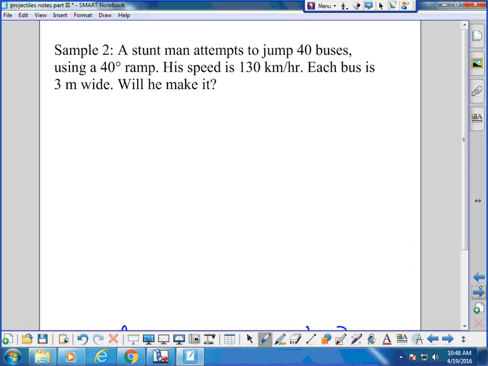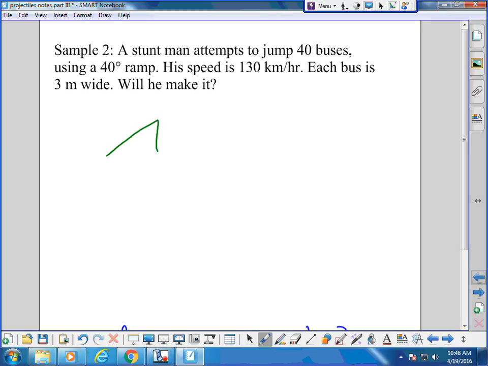Okay, here's sample number 2. Now, technically, this is not off a cliff. So, do you want me to do this one, or do you want to try it yourself? Give it a whirl as a group. Stuntman attempts to jump 40 buses using a 40-degree ramp. His speed is 130. Each bus is 3 meters wide. Will he make it? Okay, so I'll just draw you a quick picture.